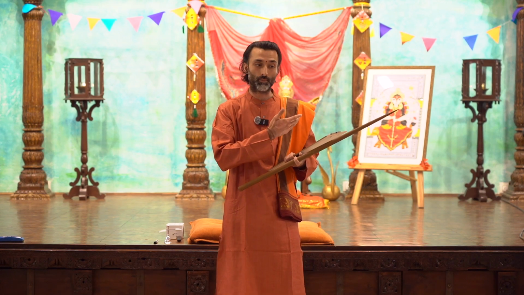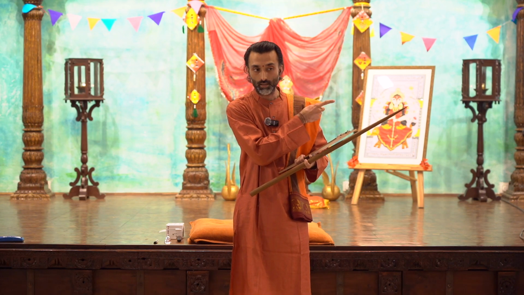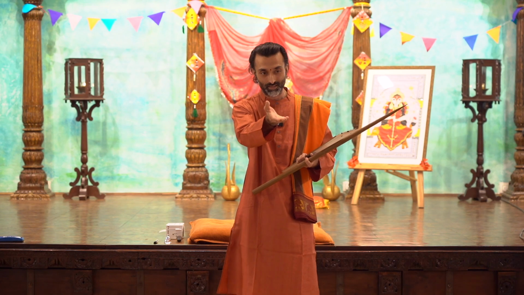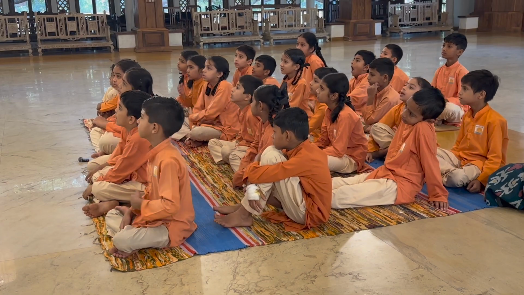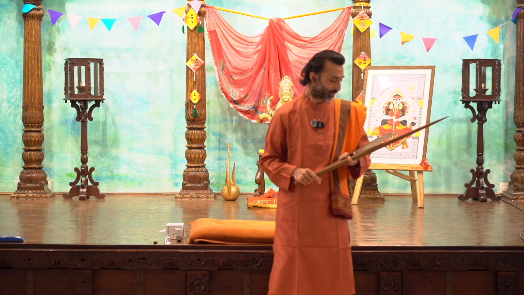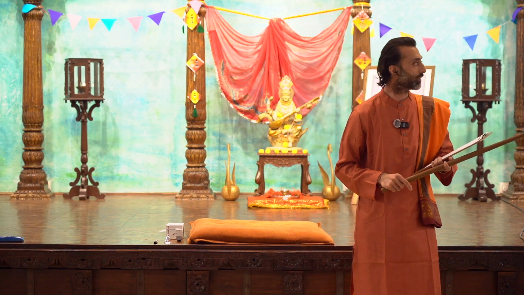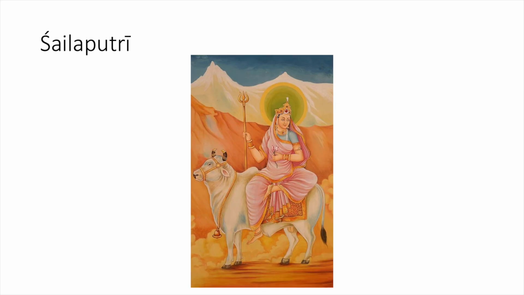9 nights. We have 9 forms. So on the first night, we offer to which goddess? Śailaputrī. And we offer Ghritam. Ghritam, what is Ghritam? Everyone say it? Ghee. Yep, that's it, ghee. Ghritam is the Sanskrit word for ghee. Ghrita, dot under the R.